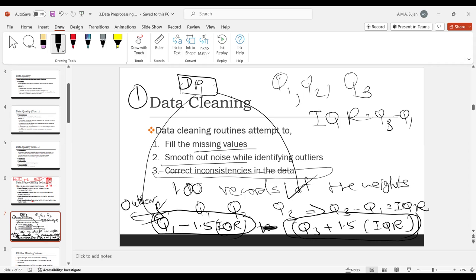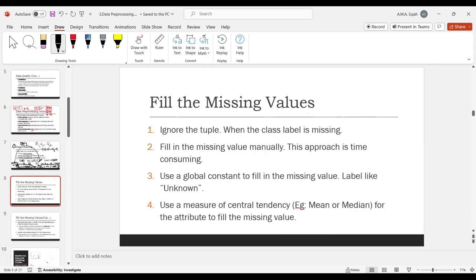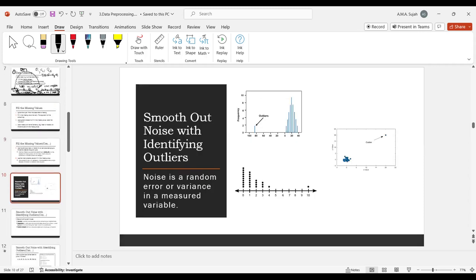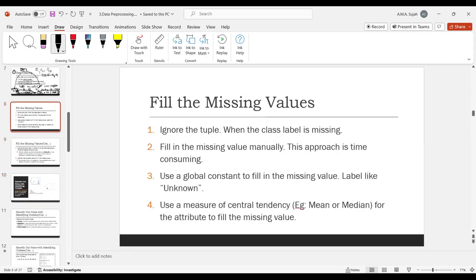So now we will look at how we can fill the missing values in different situations. Altogether, here we have 6 different types of filling the missing values. We will look at them one by one.